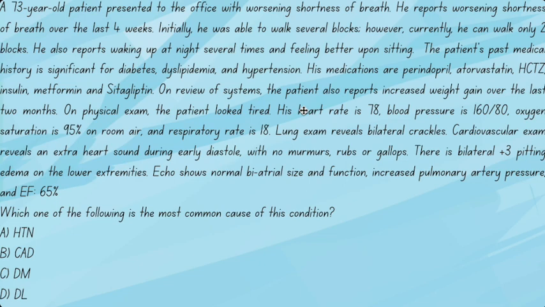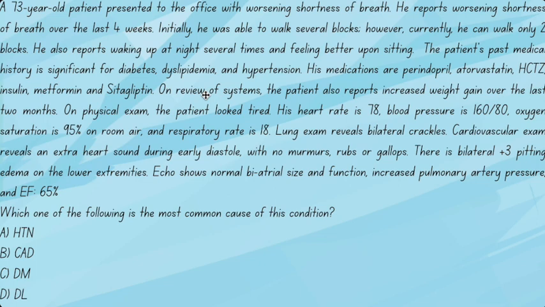On physical exam, the patient looked tired. His heart rate is 78. His blood pressure is 160 over 80. Oxygen saturation is 95% on room air. And the respiratory rate is 18. Lung exam reveals bilateral crackles. Cardiovascular exam reveals an extra heart sound during early diastole with no murmurs, rubs, or gallops. There is a bilateral plus 3 pitting edema on the lower extremities. Echo shows normal biatrial size and function, increased pulmonary artery pressure, and ejection fraction 65%.